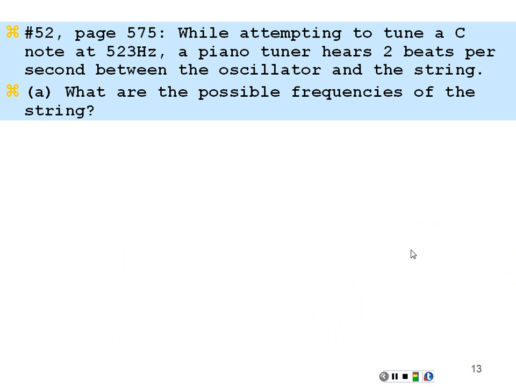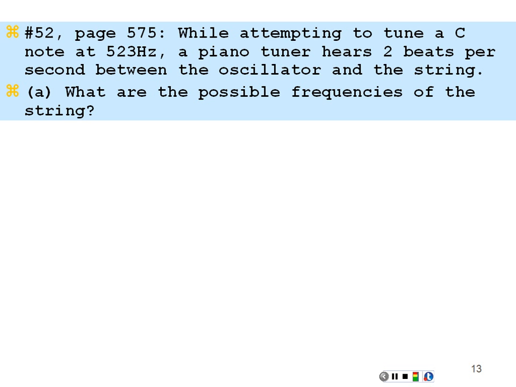Let's try this out. While attempting to tune a C note on a piano at 523 Hertz, the piano tuner hears 2 beats per second between the oscillator and the string. A lot of times the tuner will have a definite oscillator at a definite frequency, and they'll pluck the string, and then they'll listen for the beats, and then use that beat frequency to help determine how much tighter or looser they have to adjust the piano string.